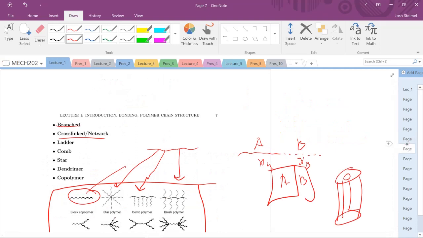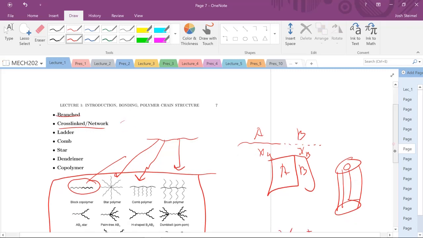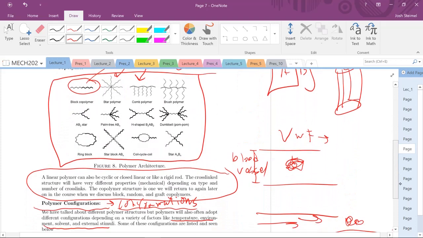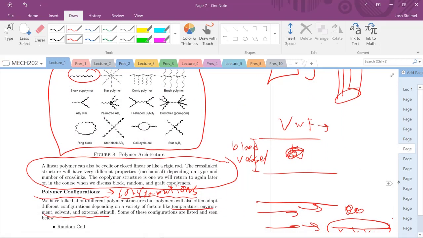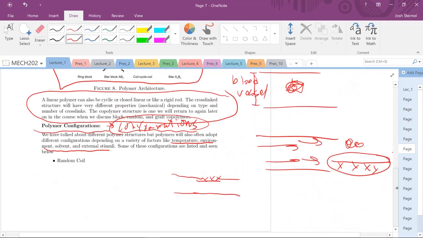It will be less likely to be branched or form these random coil cross-link networks. So that's one thing you could already start to keep in your mind. Same thing with configurations or conformations of polymers. If you have a rigid backbone, you're less likely to become random coils. If you're flexible like polyethylene, random coil is definitely in your wheelhouse.